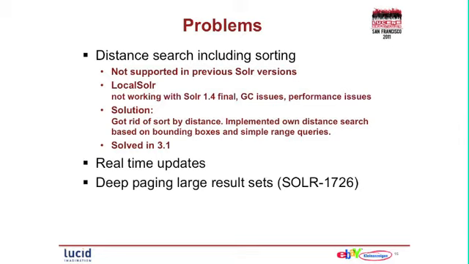Problems we faced: a big problem was distance search, which is especially important for a site that focuses on local trading. We started using the local Solr plugin, and that really caused a lot of trouble. First of all, in the end it was not really working anymore with 1.4 and 1.4.1 final, which blocked us from moving to newer Solr versions. At the beginning it worked fine, but as the site was growing, we got more traffic. That plugin was really causing a lot of performance and garbage collection issues.